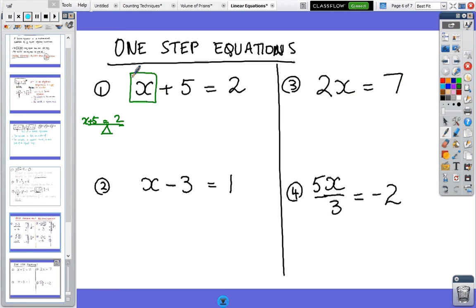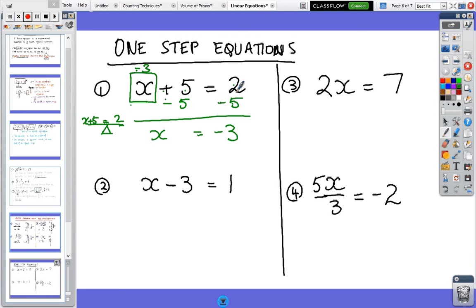So the easiest way is just to do the opposite. If I've got plus 5, if I do minus 5, then plus 5 minus 5 cancels out, and so x will be 2 minus 5, which is minus 3. So you have the answer. If I put minus 3 up the top where the box x was, minus 3 plus 5 equals 2. So the answer checks out.